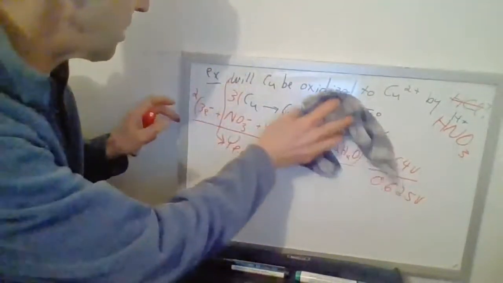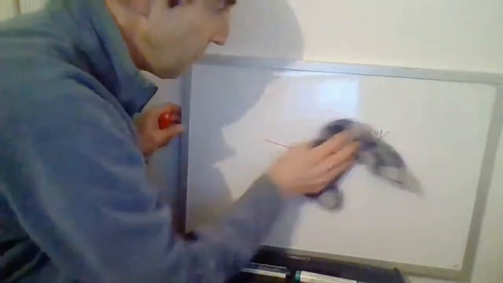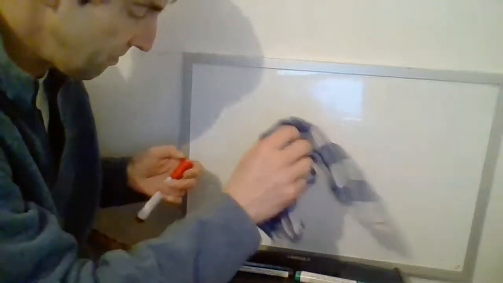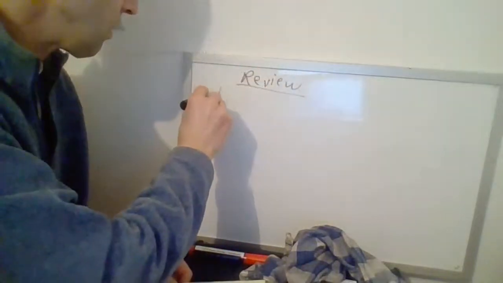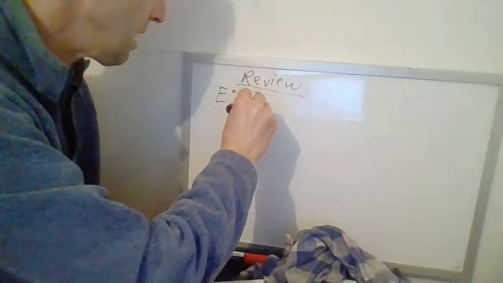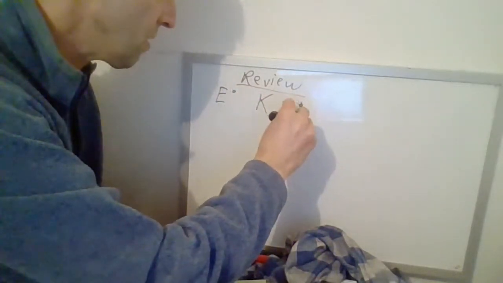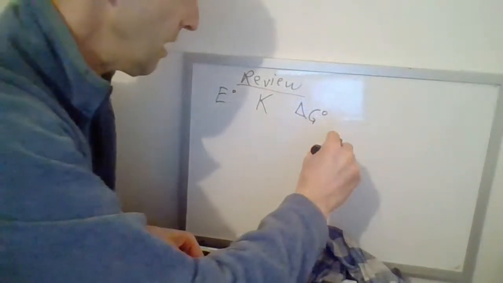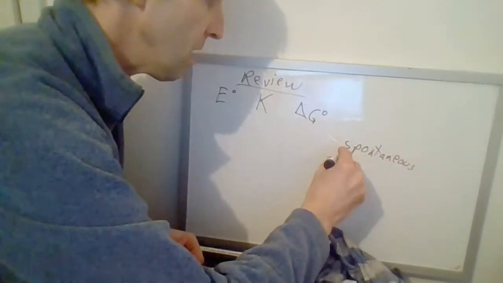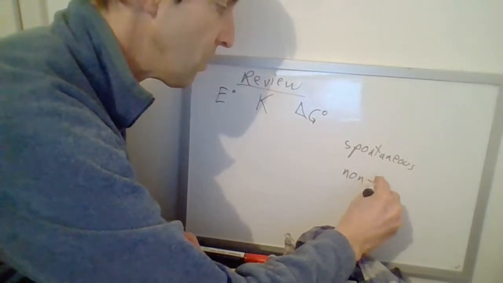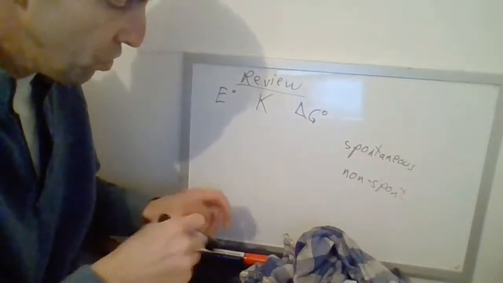Let's do a review of the last little thing here, okay? Because it's so important. Review. E0, K, big K, and delta G. And over here we got spontaneous. And here we got non-spontaneous. So this is kind of a review chart for you, okay?